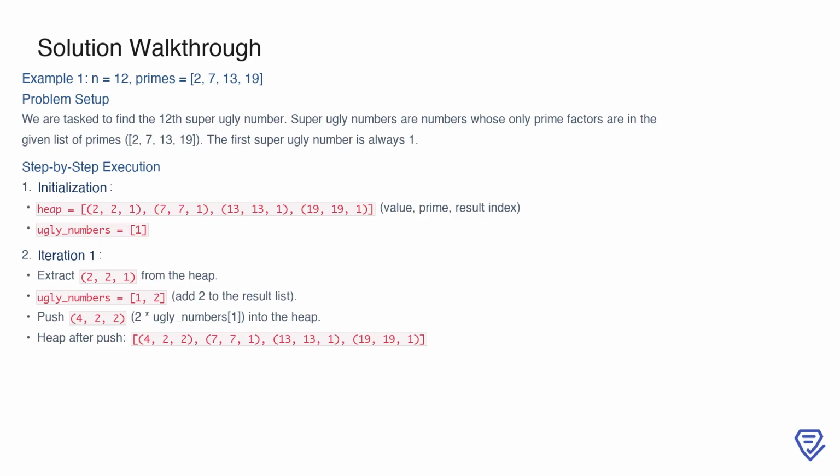Initially, the heap contains the first multiple of each prime, and we also initialize the result list ugly_numbers with the first super ugly number, which is 1. In the first iteration, we extract the smallest value from the heap, which is 2. This number is added to our result list. Then, we generate the next multiple of 2 by multiplying it with the next value in the result list, pushing the new tuple, for 2, 2, back into the heap. The heap is then updated to maintain its order, and we are ready for the next iteration.